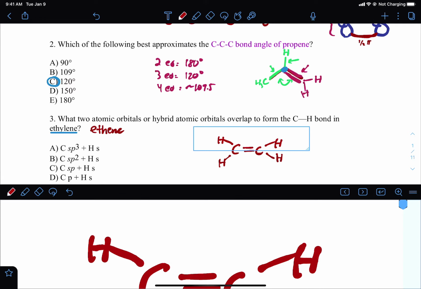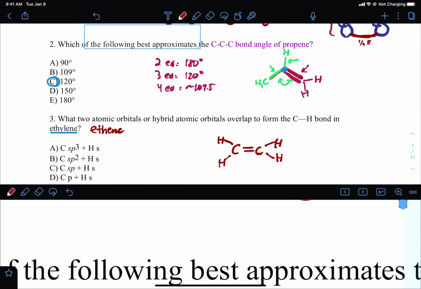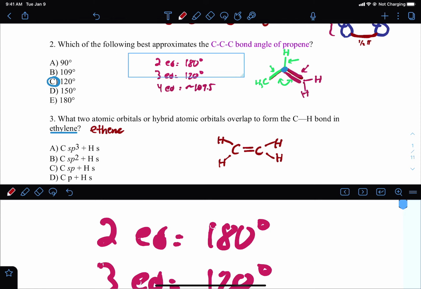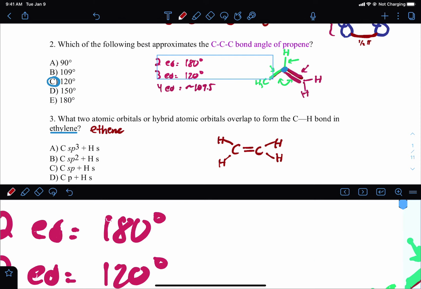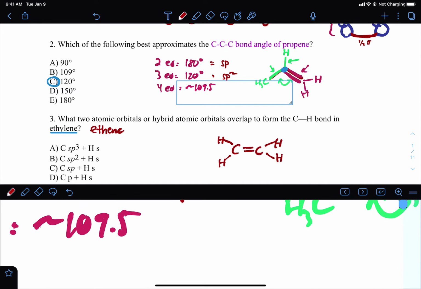They're all the same. So in order to know what the orbitals are being used, we have to know what the hybridization is. And just like in question 2, the hybridization is related to the number of electron domains. So I'll write this up here. 2 electron domains, 180 means sp hybridization. 3 domains, 120 equals sp2, or sp squared, hybridization. And 4 electron domains, 109.5 means sp3.